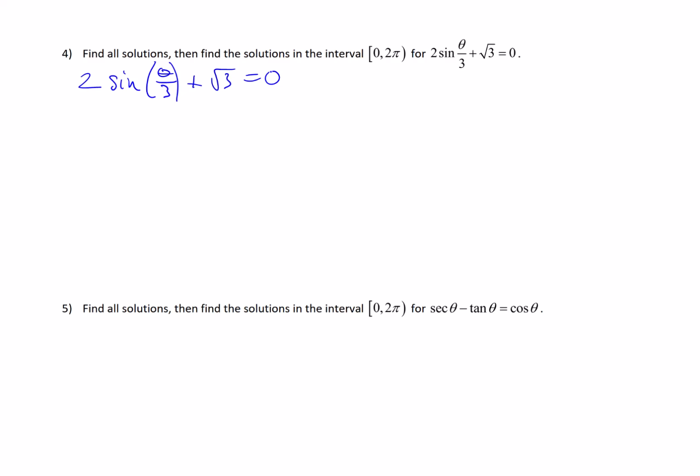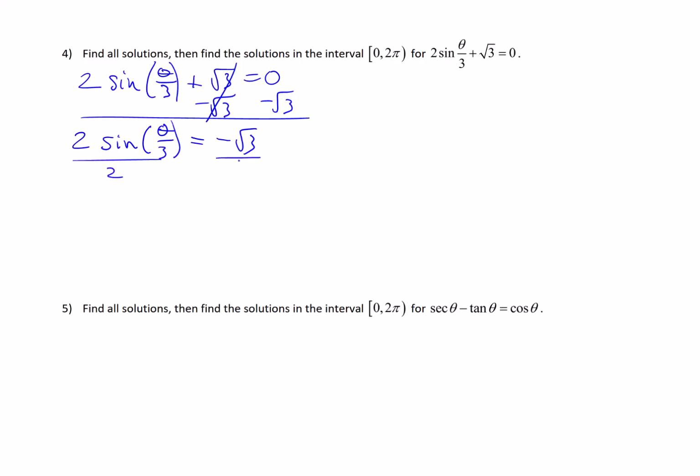Now, in order to solve this one, we're going to start by trying to isolate the trig function as we've been doing. So we'll begin by subtracting the square root of 3 from both sides. That'll leave us with 2 times the sine of the quantity theta over 3, and that's just equal to negative square root of 3 since we subtracted that on both sides. If we now divide by 2 on both sides, we're working on, remember, getting the trig function alone first. This gives us sine of the quantity theta over 3 on the left side. That equals negative root 3 over 2 on the right side.